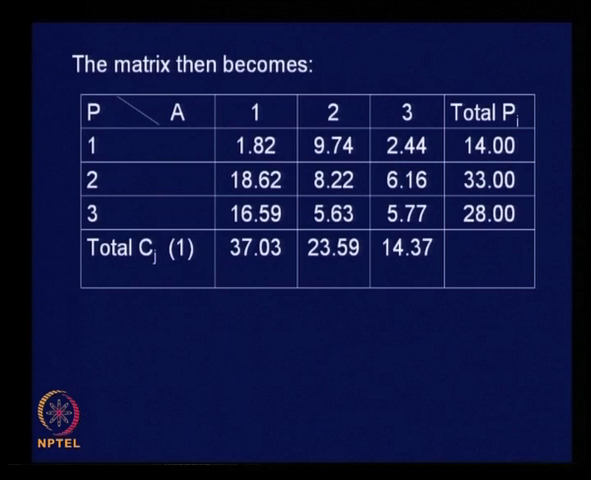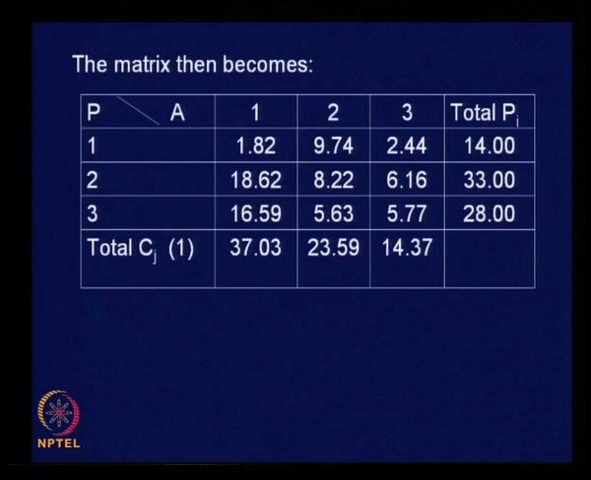T11, 12, 13, T21, 22, 23, and T31, 32 and 33, isn't it? That is what we calculated. And if you look at the sum of the cell values along rows, you get the numbers as 14, 33 and 28, the trip production values for zones 1, 2, 3 respectively.